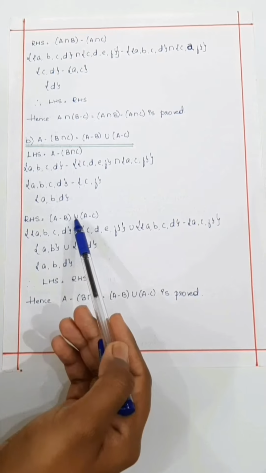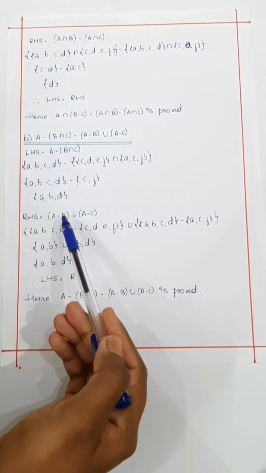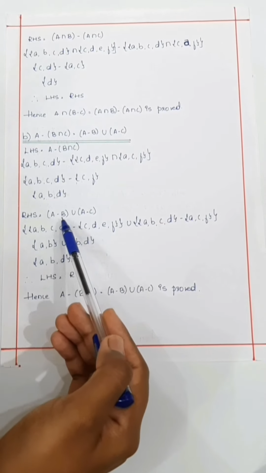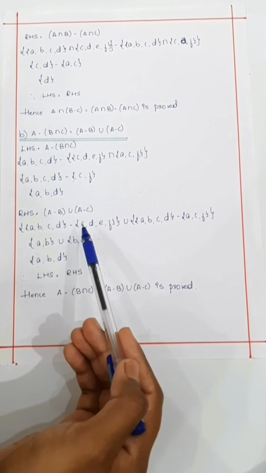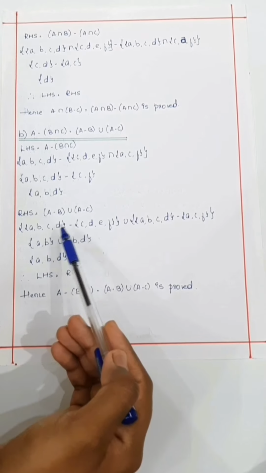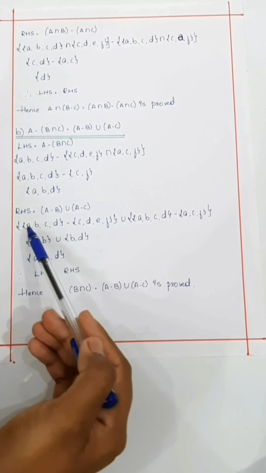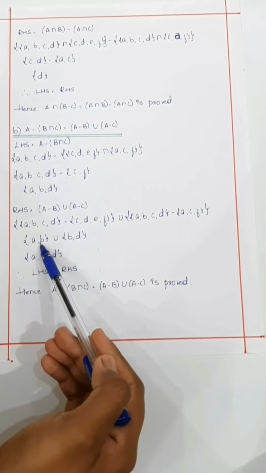Next, we will solve RHS. A minus B union A minus C. We will solve each separately. A minus B. A, B, C, D minus C, D, E, F. Here, C and D is common between these two sets and A, B is the remaining element.